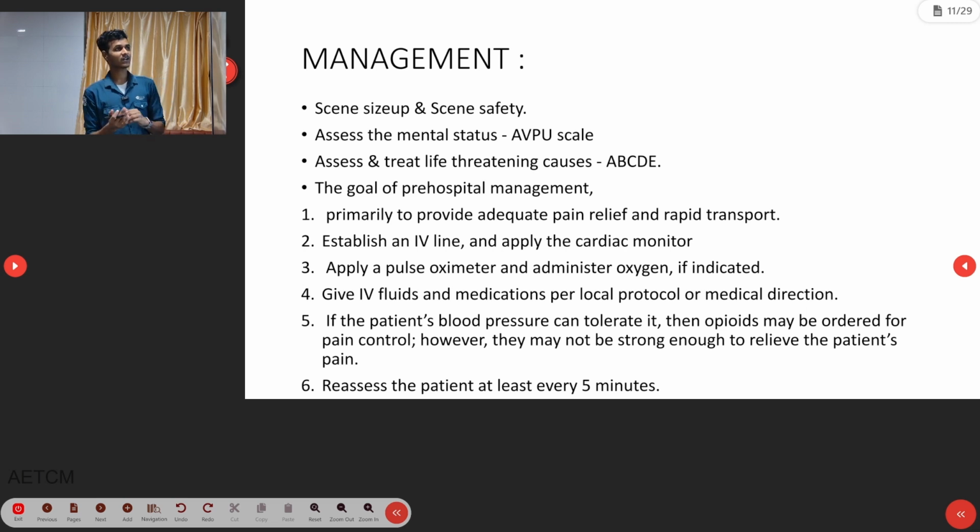So management, what we can do. In this case the common steps of management: we have to do the scene setup, scene safety, mental status, everything. Apart from this, we can give pain relief management. It's one of the primary things we can do based on your online medical direction. If the person's blood pressure can tolerate it, we can go for the opioid drug also, and then we have to apply the pulse oximeter and supplemental oxygen.